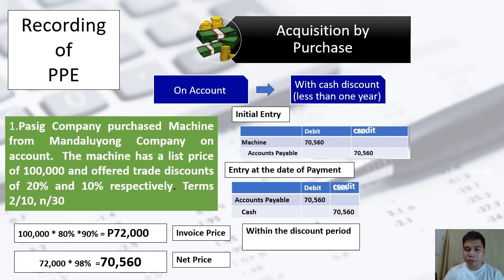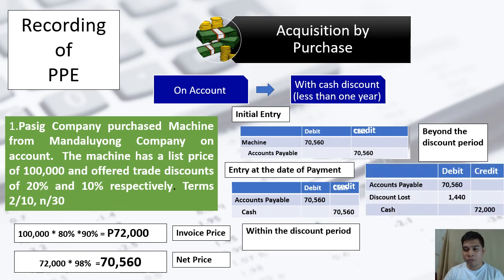However, if we were not able to pay within the discount period, so lumagpas yung 10 days, so ganito na po ang magiging entry natin. So, magde-debit ka ulit ng accounts payable, amount natin 70,560 kasi that was the amount established last time. Then, magde-debit tayo ng discount loss 1,440. Then, credit cash na 72,000 which is the invoice price. Yung discount loss po natin na 1,440, ito po yung 2% na cash discount sana na ibibigay sa atin. However, since nag-lapse yung time, so we need to record a discount loss account.